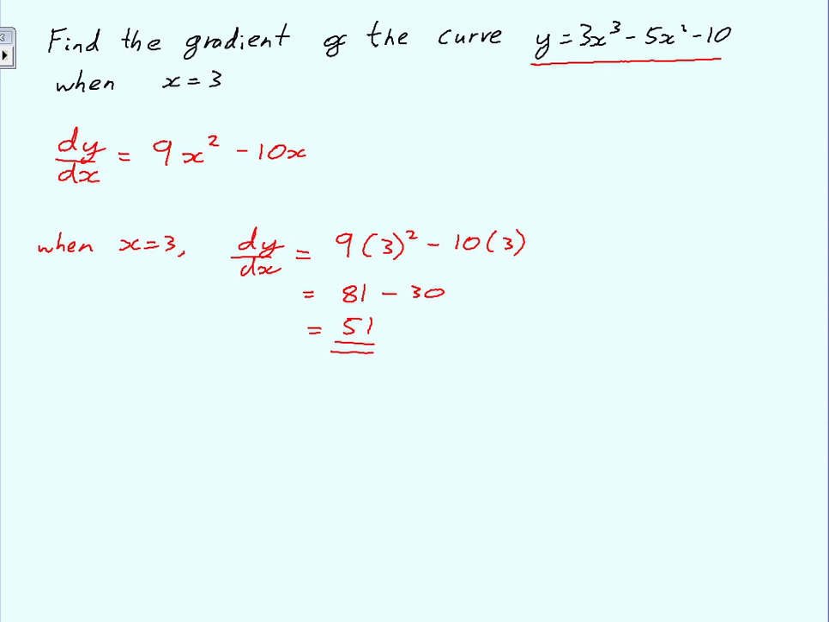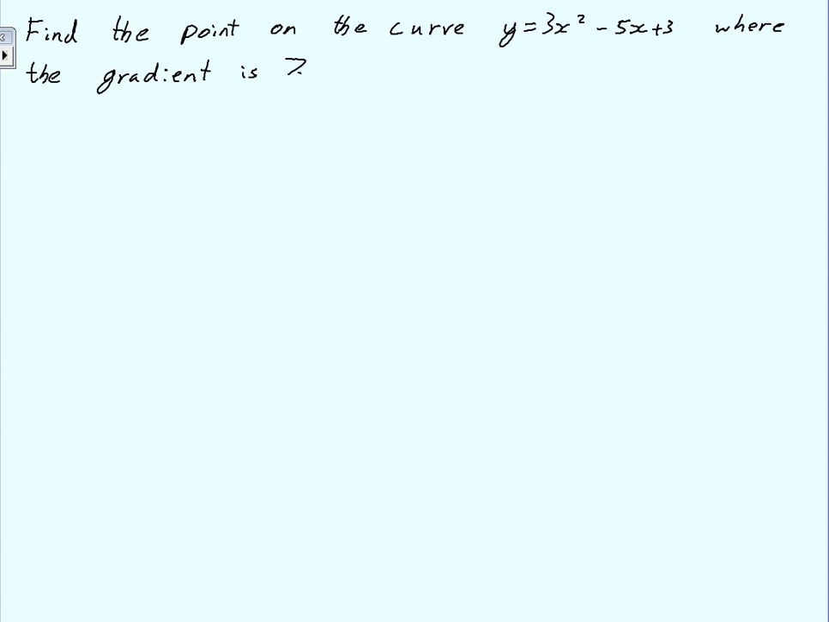Let's have a look at another question now. This time the question is the other way round. In the previous question we were asked to find the gradient at a given point. Here we want to find the points on this curve when we're given the gradient. Our approach is going to be very similar, and we're going to start off by finding the gradient function for this curve. Gradient function again, dy by dx.